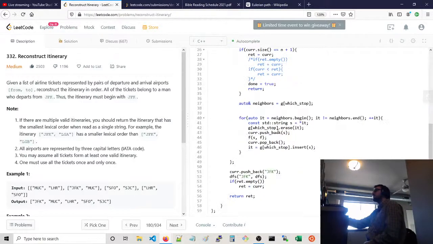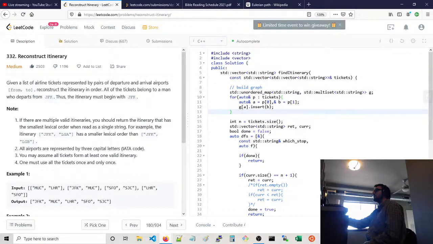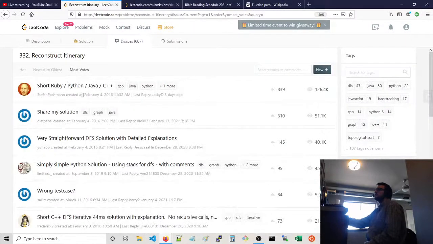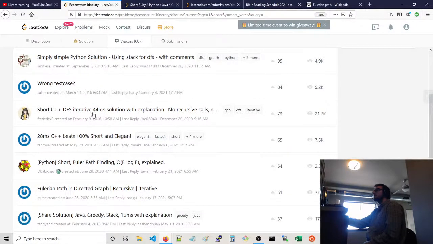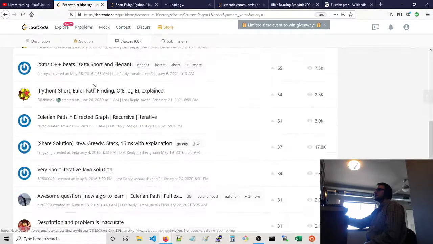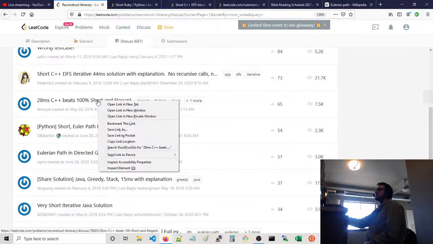Now, naturally, there must be a better way to do this, and we're going to take a look at the discussion and find out what other people have to say. Better way to do it. So here's a C++ solution, Java, DFS, simple Python DFS, wrong test case, DFS iterative, no explanation. Oh, it's iterative. That's interesting. No recursive calls. Kind of curious about that. Beats 100% and short and elegant C++.